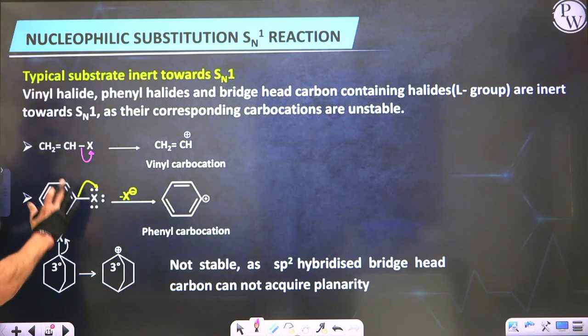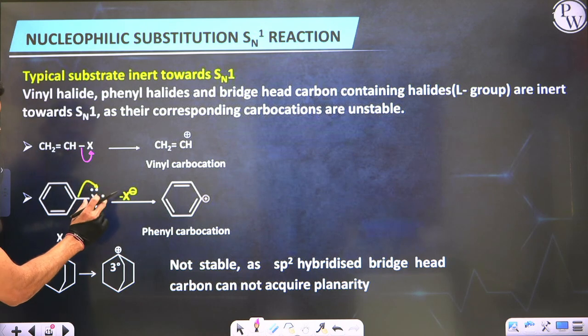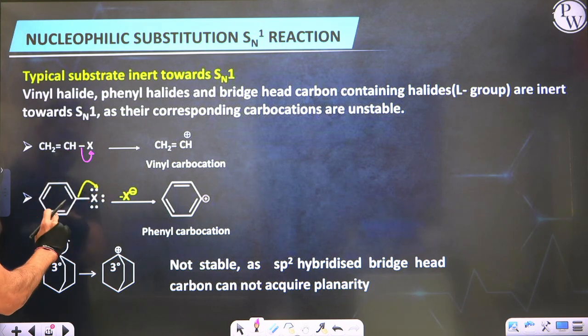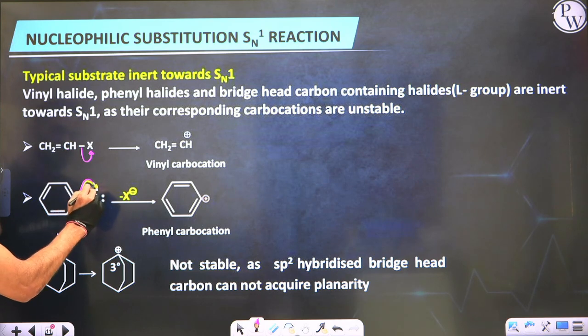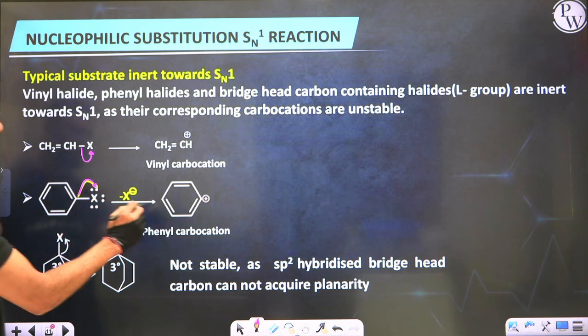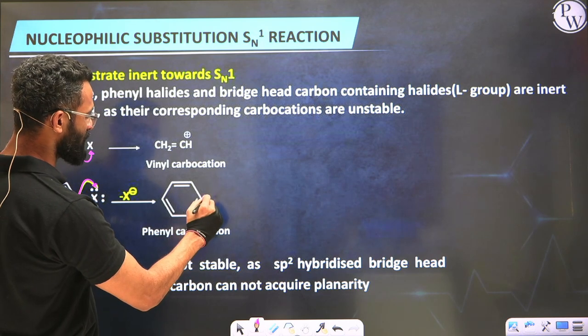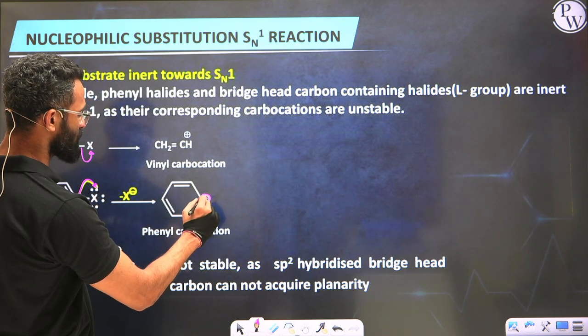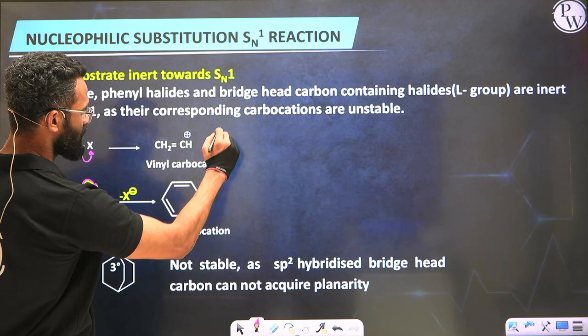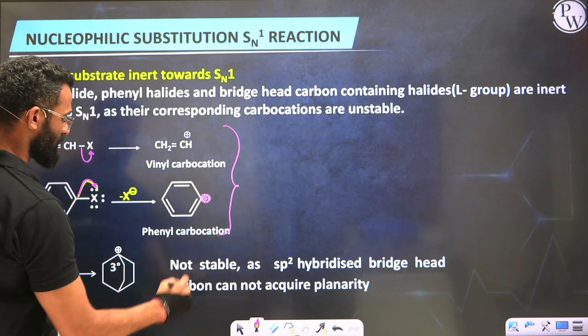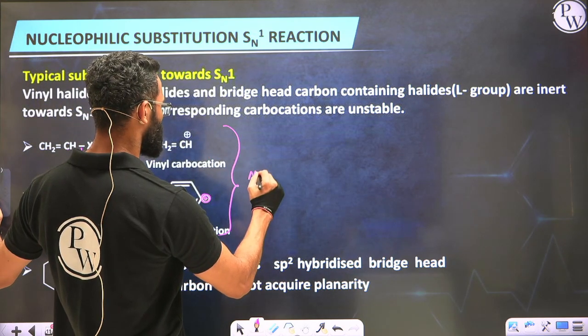Similarly, this is phenyl halide. The halogen is directly connected to the carbon of benzene. So this is phenyl halide. If we consider the carbon halogen bond breaking, resulting in formation of a phenyl carbocation, you will see again the positive charge is at the doubly bonded carbon. Such carbocations are not stable.